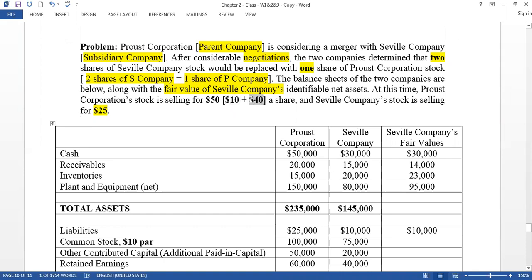You know that additional means additional paid in capital, right? Can you remember this? So that means you are going to give them one share, and for this one share, $10 is the common stock, and $40 is the additional paid in capital. Clear?